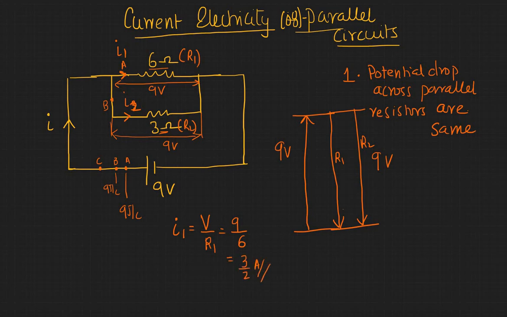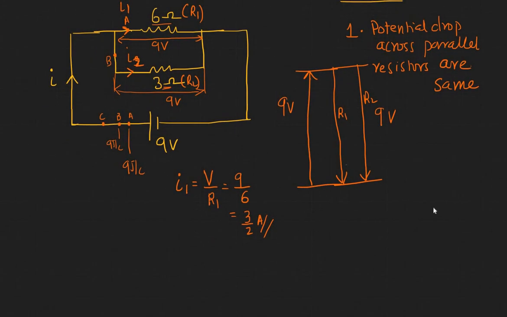So the current drawn I1 will be 3 by 2 amperes, and the current I2 would be again V divided by R2, where V is 9 volts and R2 is 3 ohms. That will be equal to 3 amperes. So you have these two as values, and the net current I will be equal to I1 plus I2.